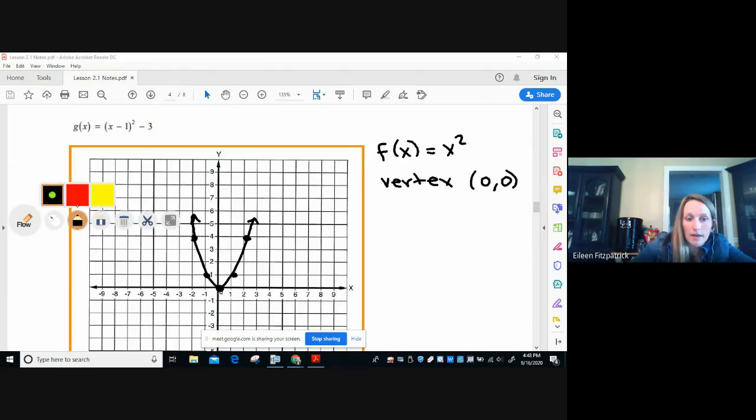All right, then I'm going to do my new function. So my new function is g of x equals x minus 1 squared minus 3. Now I'm going to write vertex form underneath because I want to start looking at vertex form and comparing and talking about the a, h, k values.